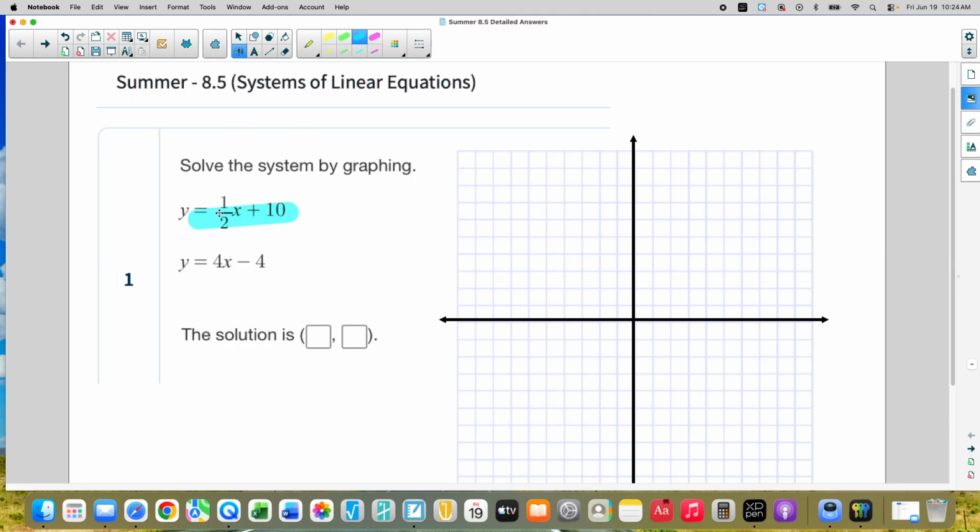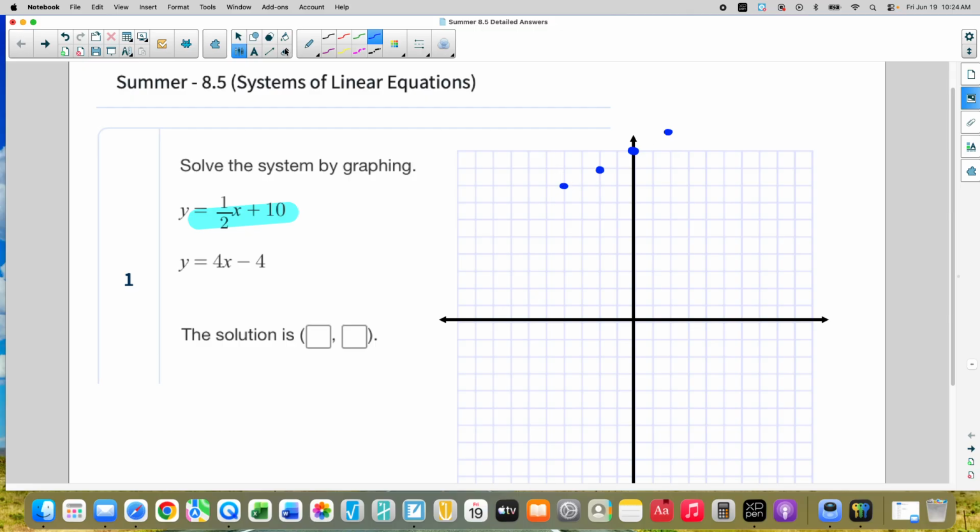So let's take this equation. Let's make this the blue equation. So the first thing is my y-intercept is going to be 10. And then my slope is going to be up 1, right 2. Now that takes me off of the graph. So I could go down 1, left 2. Down 1, left 2. That just makes it easier.